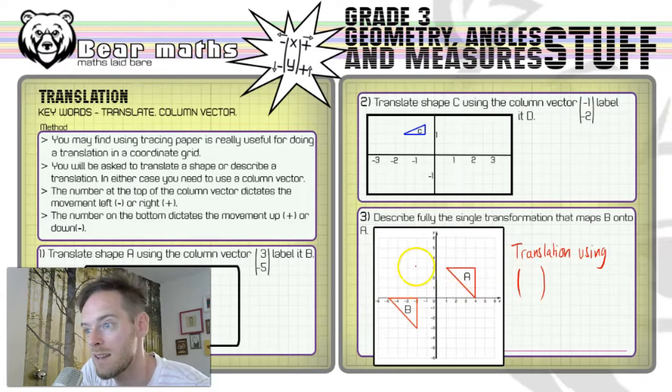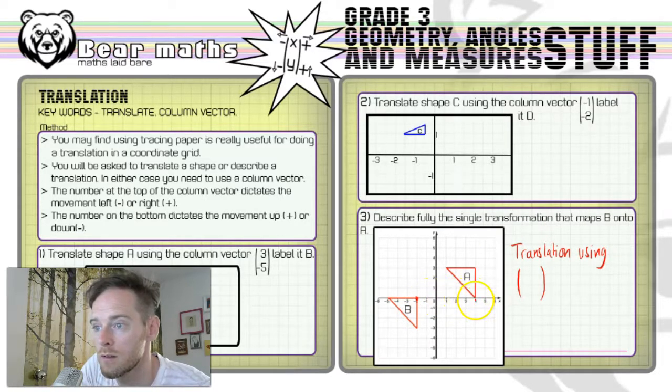Now, if we were going from A to B, it would be the exact opposite of B to A. We're going from B to A. So B's got to go to A. I'm going to choose this point here. It's on the corner. And I'm going to go 1, 2, 3, 4, 5, 6 units to the right, and 1, 2, 3 up. Okay, so that's going to be 6 and 3. Right, and just check that with any of the other points there. So 1, 2, 3, 4, 5, 6, 1, 2, 3.